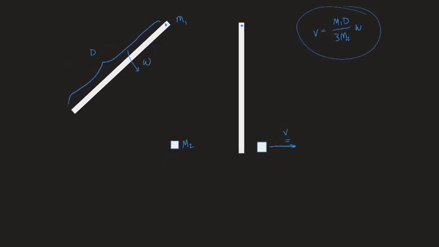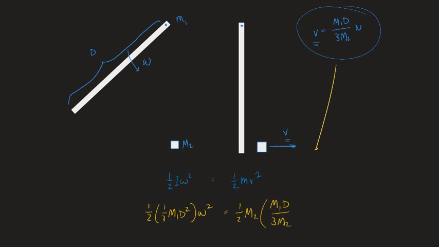If the collision is elastic, that means that the kinetic energy that we have here has to be equal to the kinetic energy we have here. That's what elastic means. Right? Kinetic energy is conserved. We have an expression for the velocity. So over here, I'm going to have 1/2 I omega squared. That's the amount of kinetic energy that we have before the collision. Any question about that? I just plugged in all the values we have. On this side, it's going to be 1/2 M2 times the velocity squared, but I have to use this velocity, the one we get from the collision, M1 D over 3 M2 omega, squared. That's it. Now work this out until you get the ratio of M1 to M2.